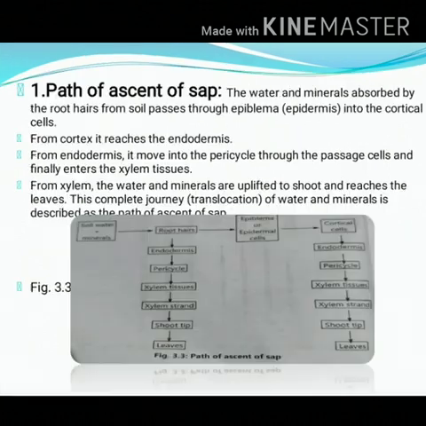plant. The water and mineral absorbed by the root hairs from soil passes through epiblema, that is epidermis, into the cortical cell. First of all, the water is absorbed by root hairs in the epidermal region and passed on. From this epidermal region it passes into the cortical cells, that is the cortex region which lies inside the epidermis, and there the water then passes.